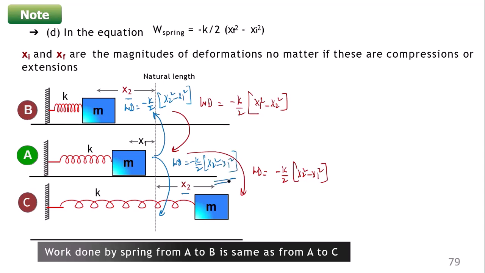That is what I am saying: if I move the spring from A to B, compressing by x1 and then further compressing, the work done is the same as compressing by x1 and then elongating by x2, that is A to C. So if I compress the spring from A to B or from A to C, both will be the same. That means it depends only on the initial and final position, the magnitude of the deformation, no matter whether these are compressions or expansions, because the answer remains the same. Only the initial and the final matter.